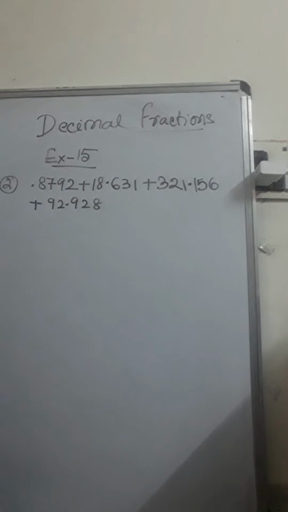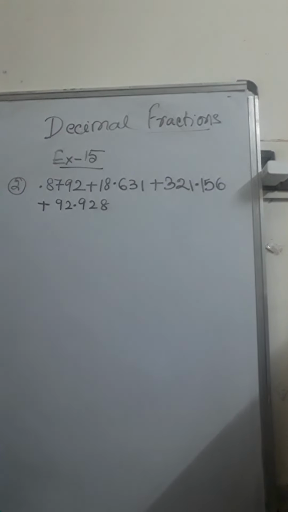Now we are starting with exercise 15. Exercise 15 is addition sums from sum number 1 to sum number 10, all addition sums. You are required to practice all those sums, but first you follow how we are doing. This is sum number 2 of exercise 15, where you have decimal addition from sum number 1 to 10.